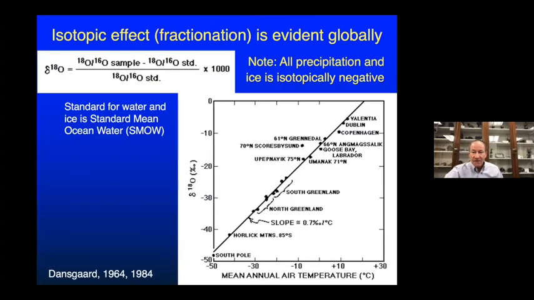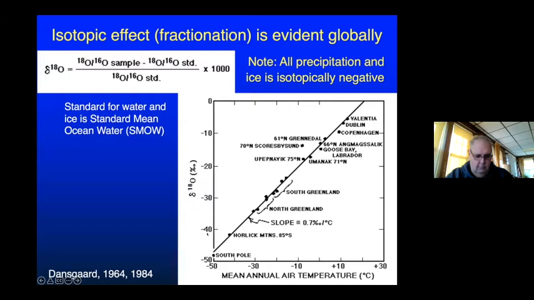This is the net result of those processes on Earth. The mean annual air temperature and the delta O18 of precipitation are strongly, strongly related. The colder it gets, and we could have looked at the precipitation that would fall today in each of our locations, the colder it gets, the more negative the delta O18.